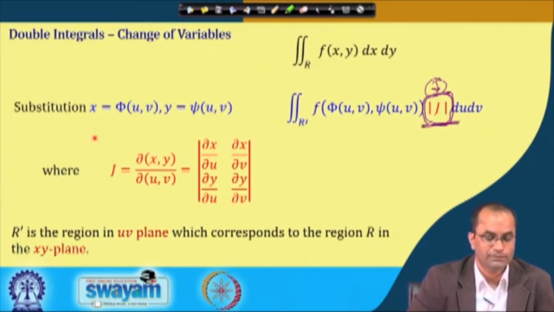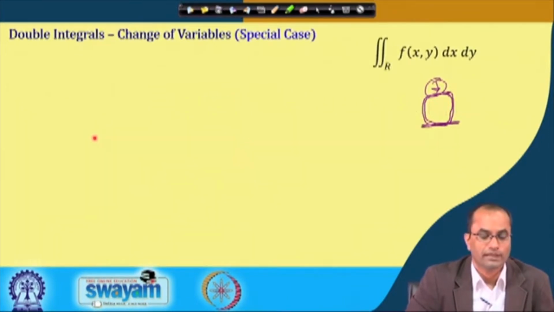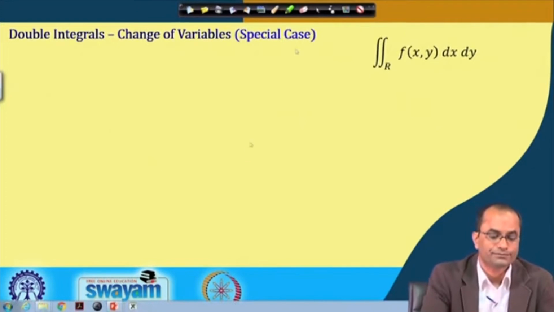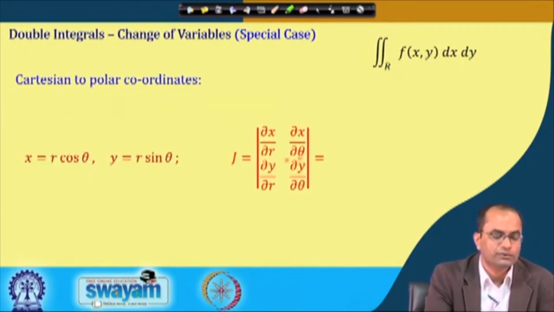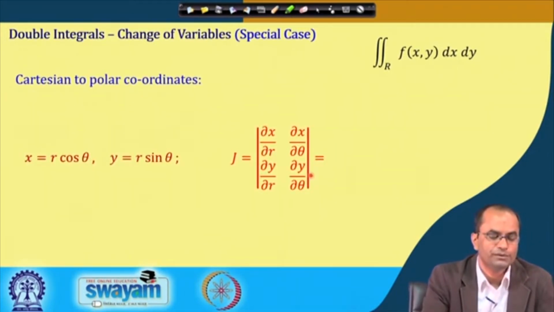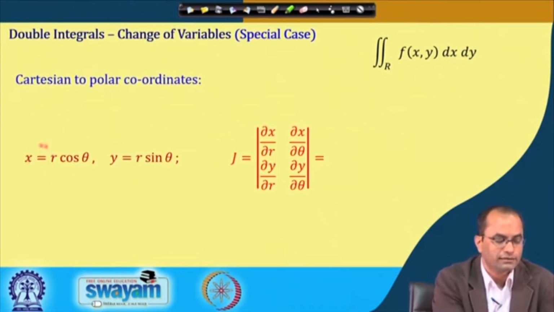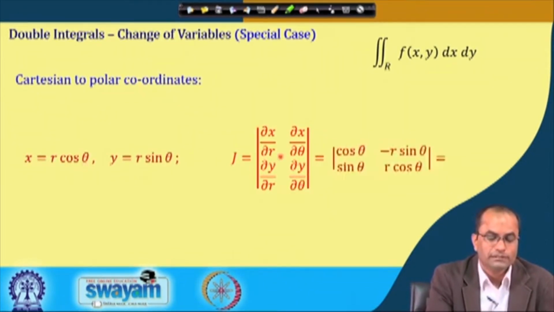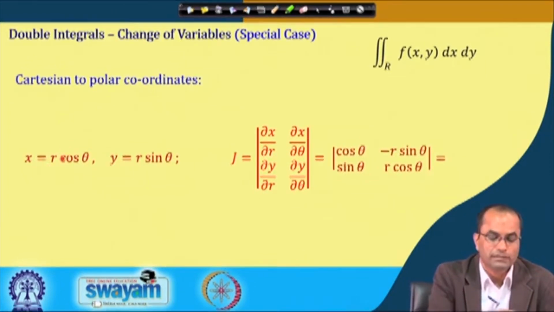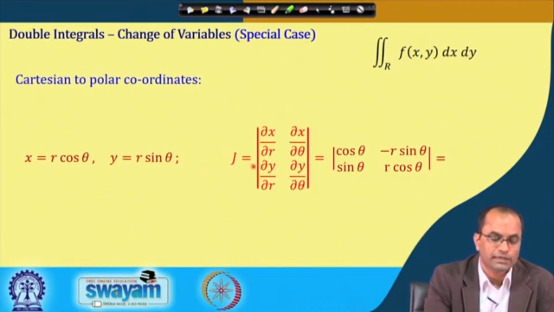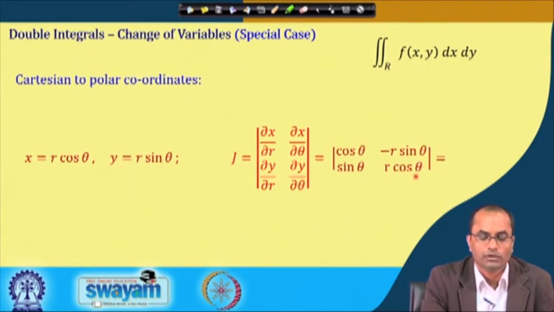If we want to see a particular case, what will happen if we substitute the polar form, that means x is equal to r cos theta and y is equal to r sin theta. If we compute this Jacobian, del x over del r will be cos theta, and del x over del theta will be minus r sin theta. Del y over del r will become sin theta, and del y over del theta will become r cos theta.